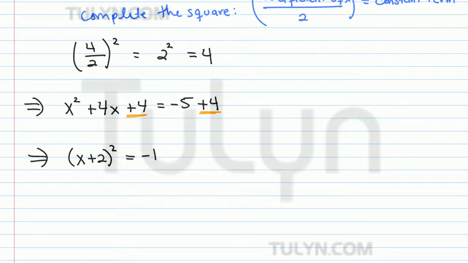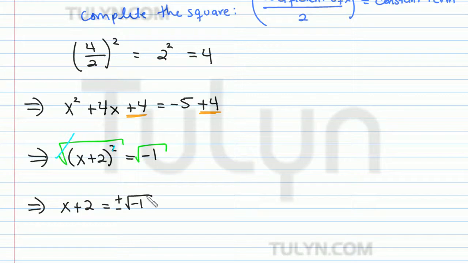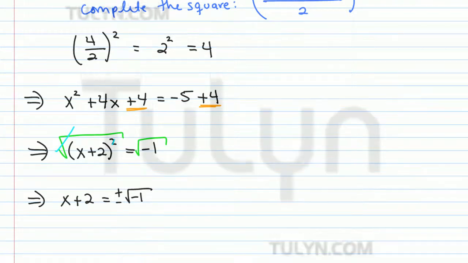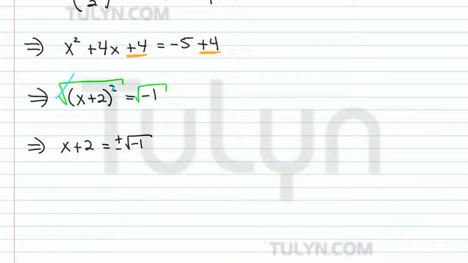So then, we solve for x, right? So the first thing we do is to take the square root of both sides. And on the left, the square root and the squared is going to cancel out, and we're just going to be left with x plus 2. And on the right, we get plus or minus the square root of negative 1, which is also known as i, but let's leave it as the square root of negative 1 for now.